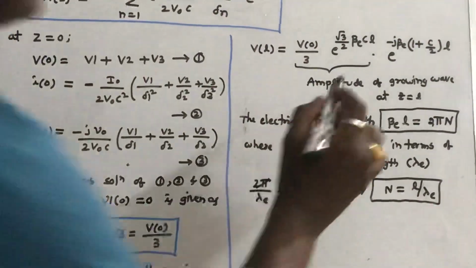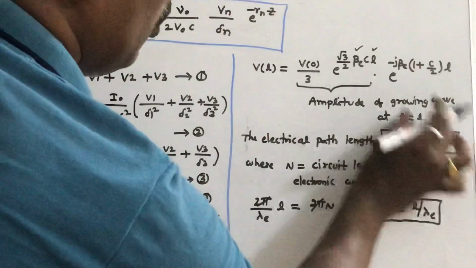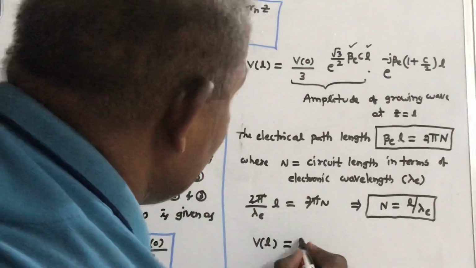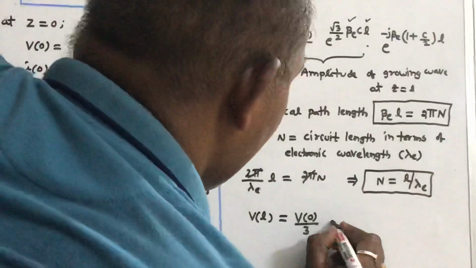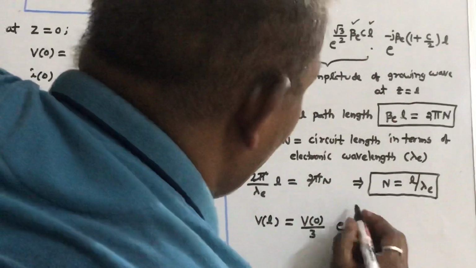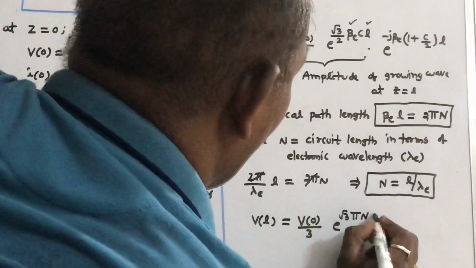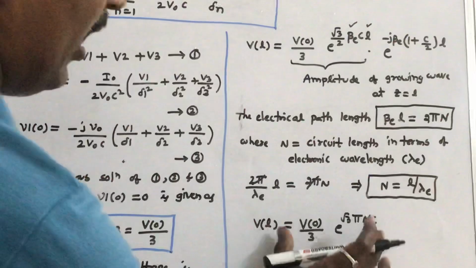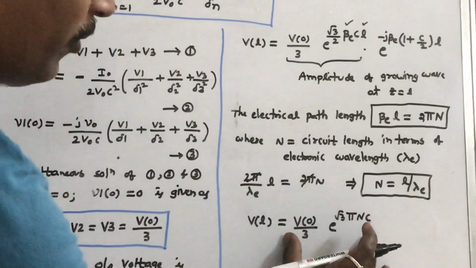Now in this equation replace beta e into L by 2 pi n. So V of L is written as V of 0 by 3, after substituting beta e L as 2 pi n. 2 gets cancelled out, so this is written as e power root 3 pi n C. This is the amplitude. We will take only the amplitude of this wave at length L.